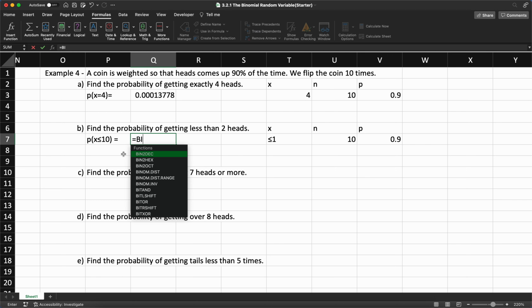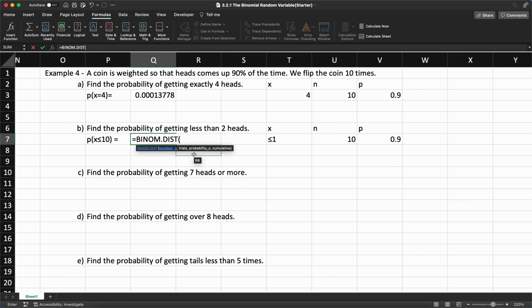And I'm going to use my binomial distribution function again, binom.dist. Number of successes is 1. N is 10. I can just type this in. I can reference the cells. In this case, I can't reference this cell because I put a less than or equal to in there. But I can reference this cell, and now because I want it to be cumulative, I want it less than or equal to 1, I'm going to say true.